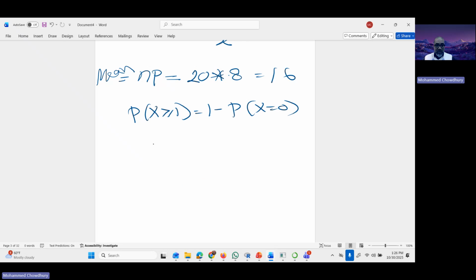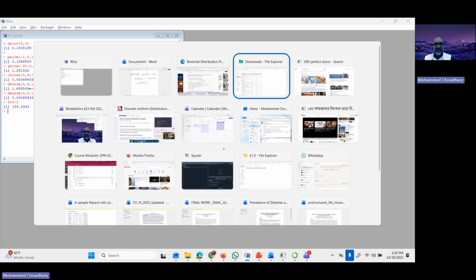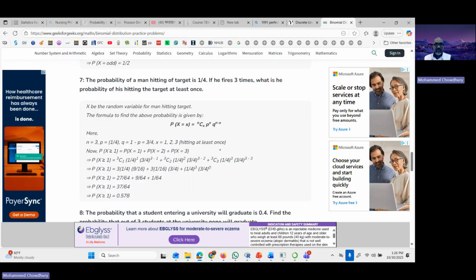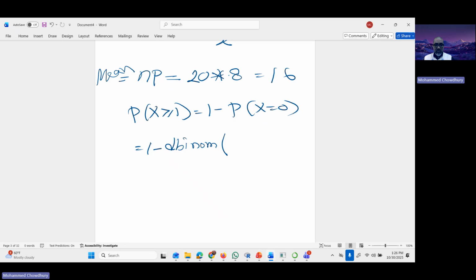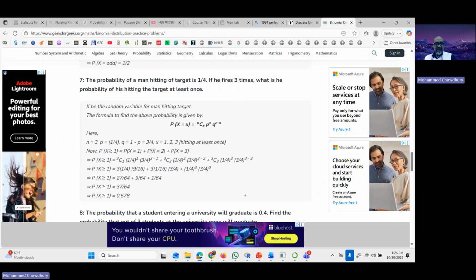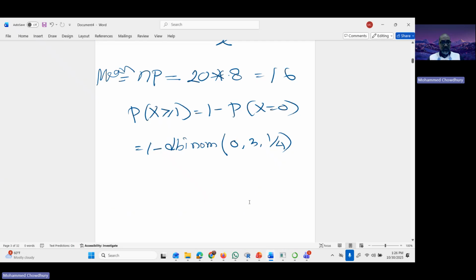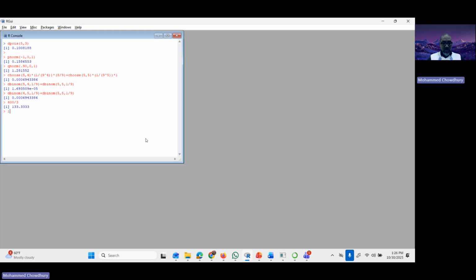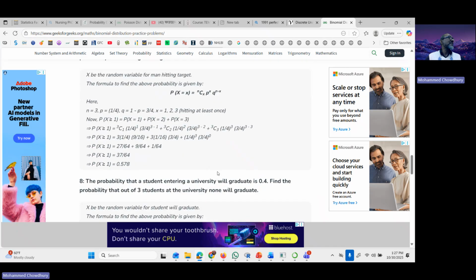So no hit equals what? 1 minus dbinom. And then he's hitting how many times? 0 hits in 3 tries with probability 1 over 4. So this is equal to 1 minus dbinom(0, 3, 1/4), which gives 0.57. So 0.57 is the answer, okay?